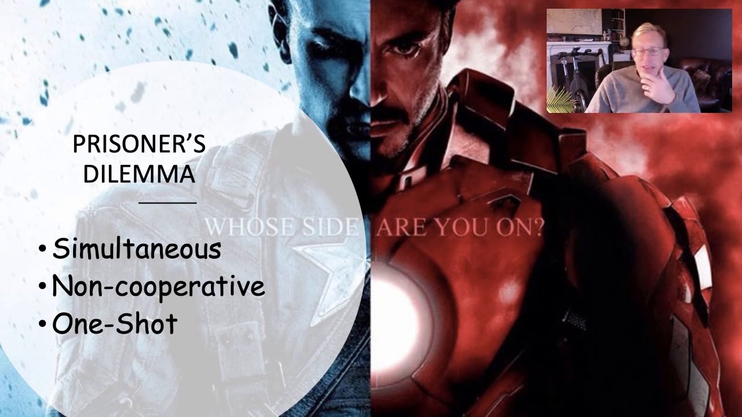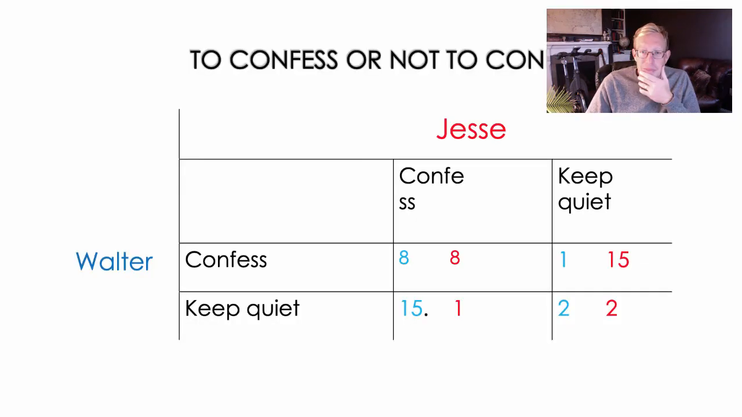So let's take a look at the game theory matrix and see if we can understand the process that leads us to the outcome, and then we'll talk about some of the various ways the prisoner's dilemma can be seen in the real world. So here we have a game theory matrix. We have two players. We have Walter over here, and we have Jesse up here. So Jesse's payoffs will be in red and Walter's will be in blue. And they have two things that they can choose between. They can either confess or they can keep quiet.